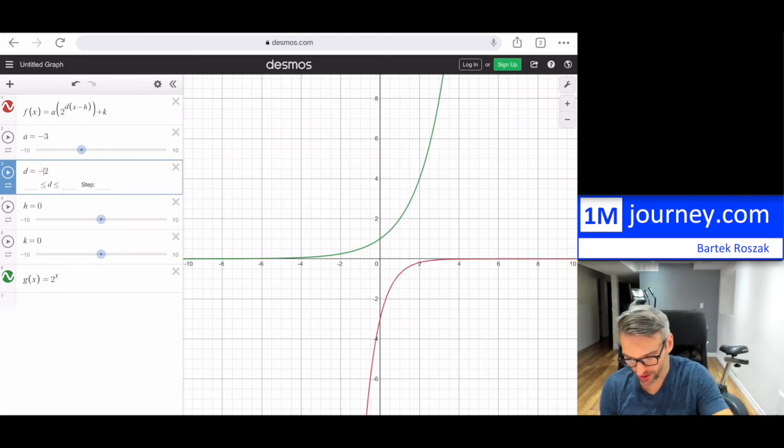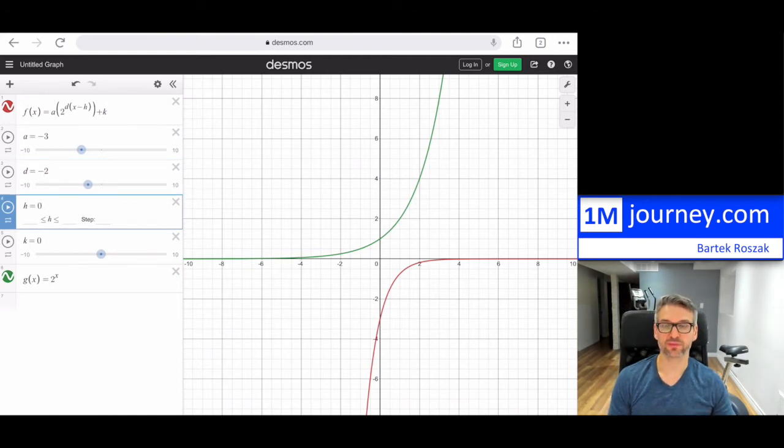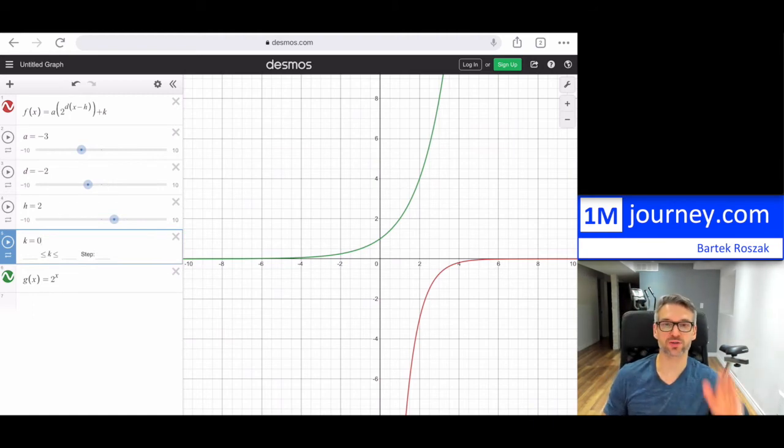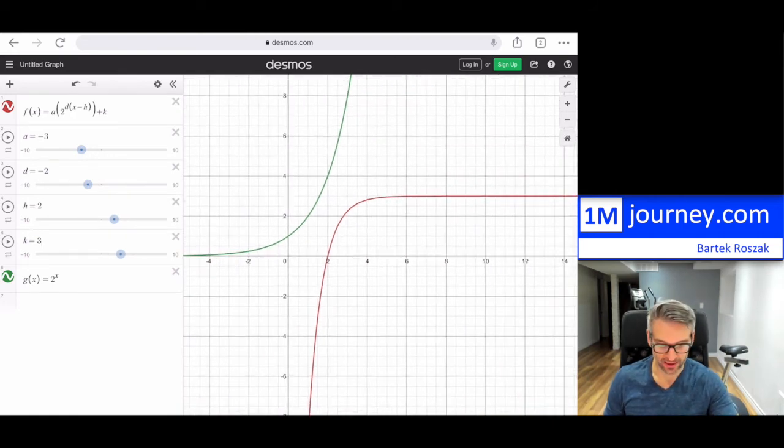And now, our h was 2. So it should shift it to the right by 2. And there you have it. And my k was 3, so it means it should go up by 3. And there you have it. And notice the asymptote indeed is basically going closer and closer to 3. I mean, it rounds it for us. So eventually Desmos is going to round it to 3, but it just gets closer.